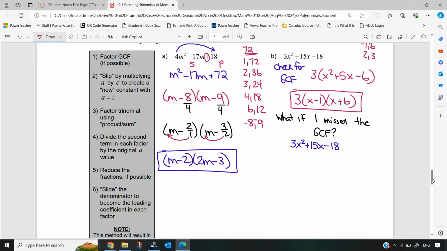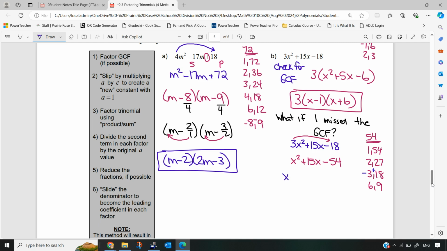What happens if I miss the GCF? Well, let's take a look. First of all, we're going to slip the 3 over, so that's going to create a new trinomial, x squared plus 15x minus 54, and then I'm going to be writing my factor pairs for 54. Notice that I have a negative product, so I want opposite signs, and a positive sum. So I want two numbers that have a product of negative 54 and a sum of 15. Well, that's going to be positive 18 and negative 3.